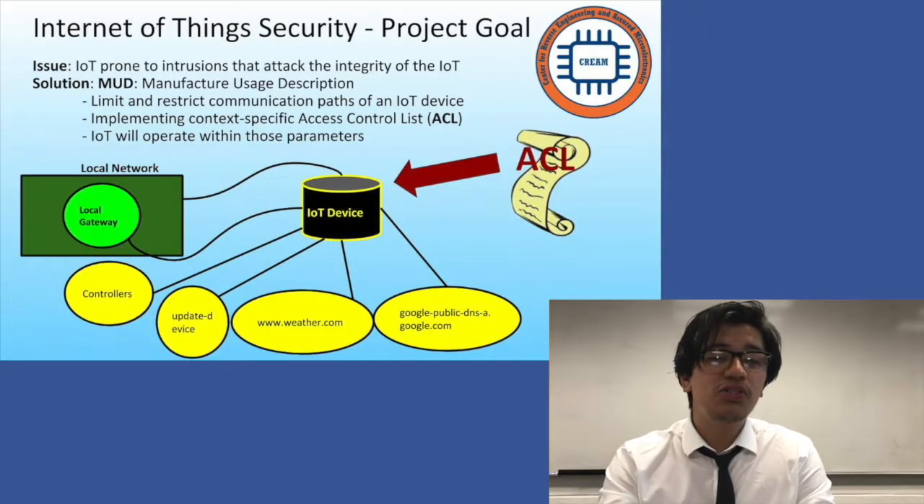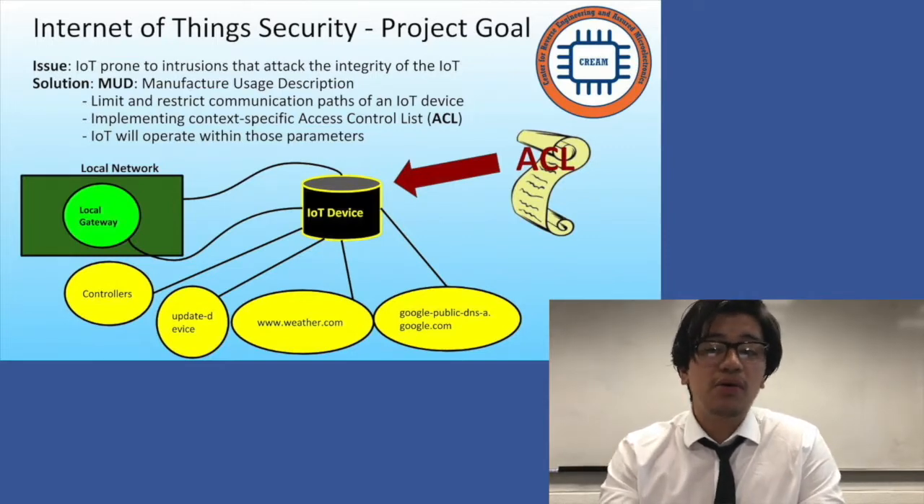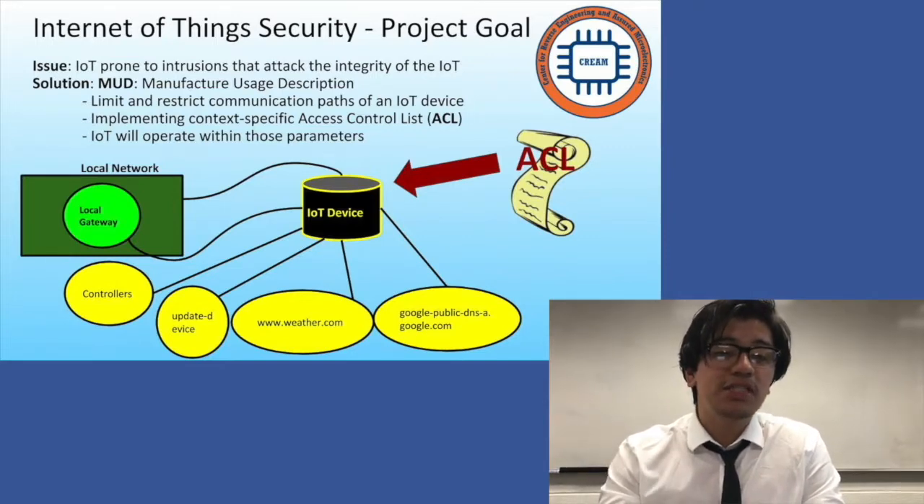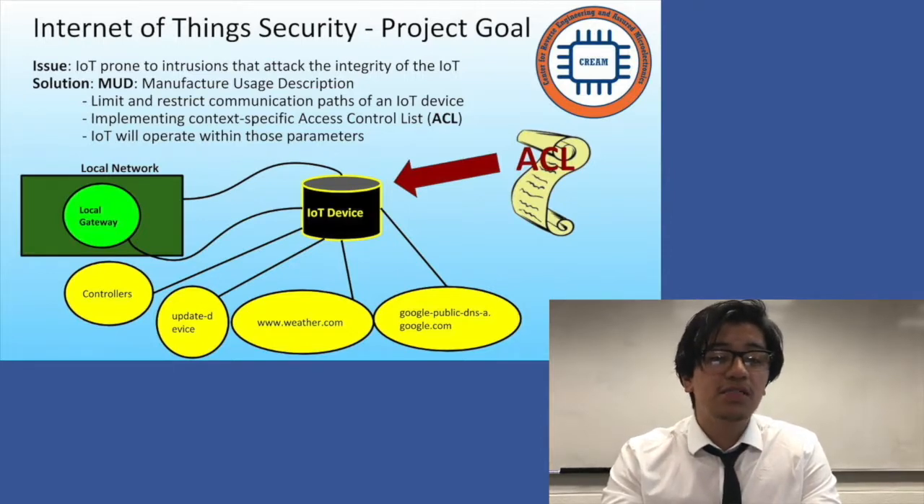A promising solution is given by Cisco. Cisco is proposing and working on a standard called MUD that will work on switches or routers to protect these devices. So instead of having security embedded into the devices, the switch will be in charge of protecting any device that connects to it. The standard is MUD, and it stands for Manufacturer Usage Description.